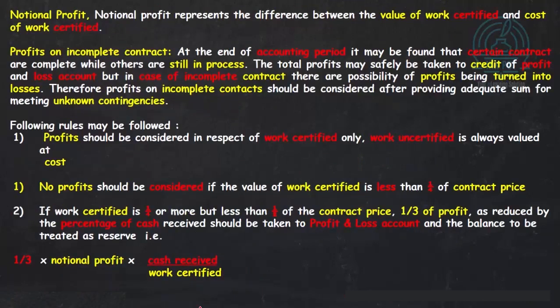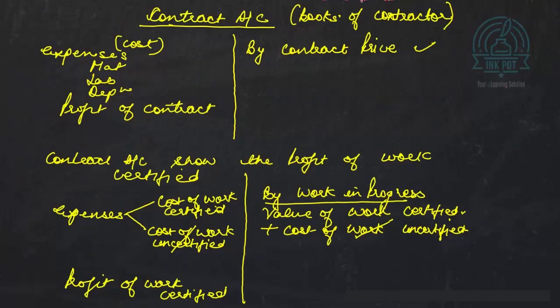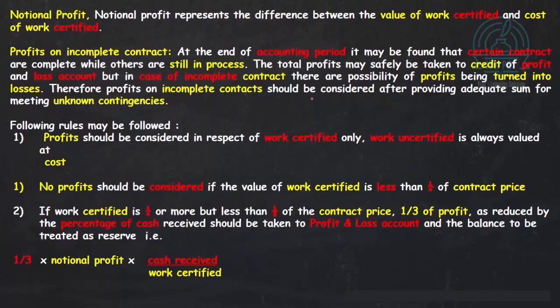Now these are certain rules and regulations for notional profits. Now what is this notional profit? First of all, notional profit represents the difference between the value of work certified and the cost of work certified. So that means value of work certified minus the cost of work certified. So we get the profit of work certified, and this profit is also known as notional profit. So notional profit is the difference between the value of work certified and the cost of work certified.